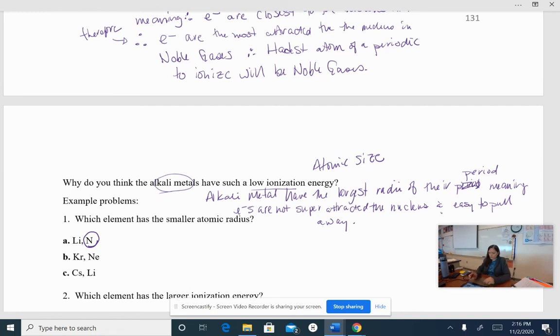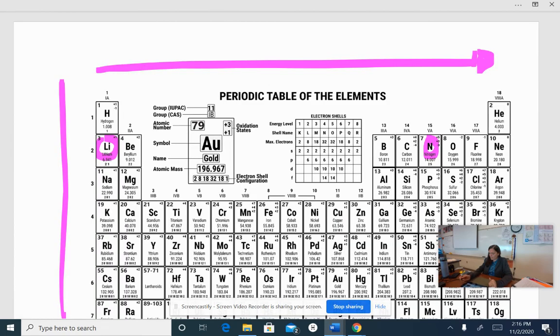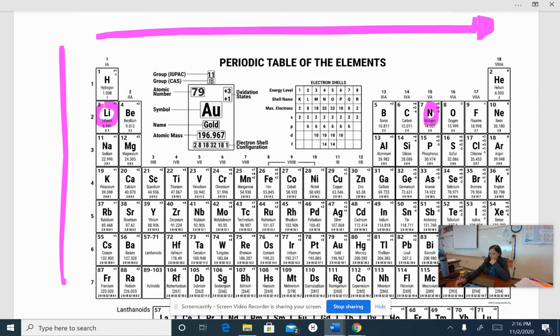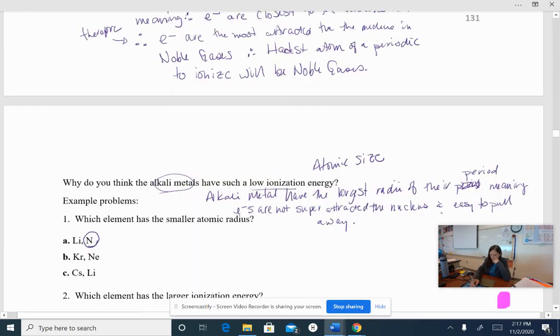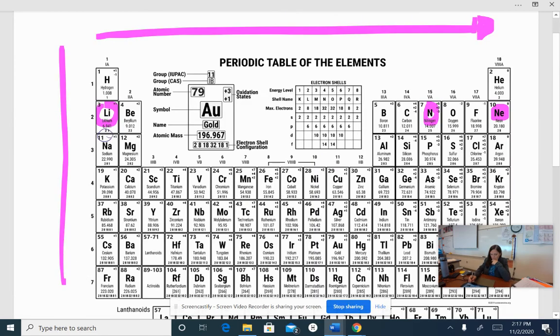You guys ready to check? Okay, krypton and neon. Let's look at that. Neon's right here, krypton's here. Okay, remember our trend is to get smaller as we go to the top. So neon would be smaller. And then last but not least, cesium and lithium. Let's look at that. Once again, remember our trend is to get smaller as we go to the top. So lithium will be smaller.